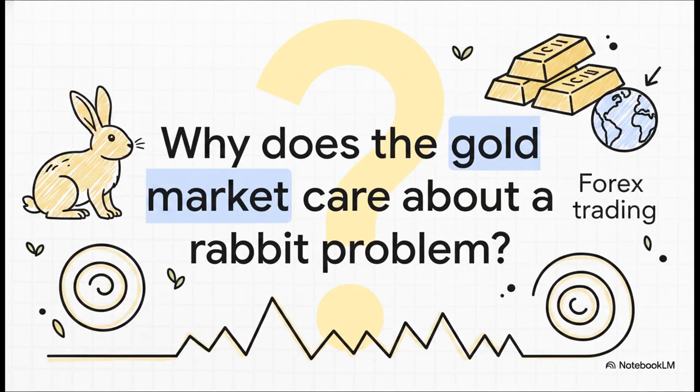So, to really understand this, we've got to ask a kind of crazy question. Why does a math puzzle about breeding rabbits from way back in 1202 hold the key to modern Forex and gold trading? Well, back in the 12th century, Leonardo of Pisa, who we all know as Fibonacci, stumbled onto a sequence of numbers where each number is just the sum of the two before it. 0, 1, 1, 2, 3, 5, 8, and so on. But here's the wild part. Hidden right inside this simple ancient sequence is a powerful ratio that translates directly to our financial markets today.